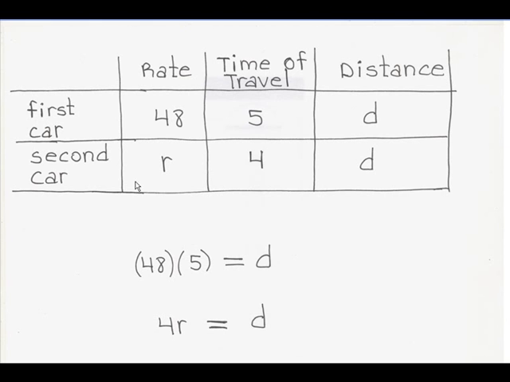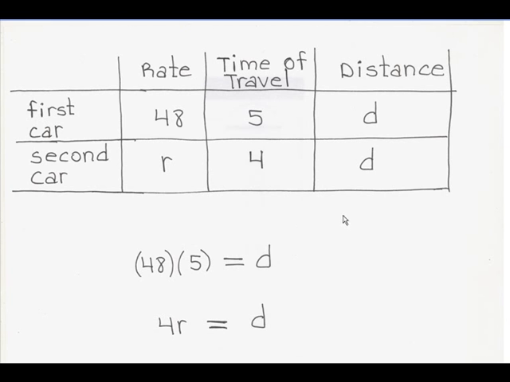For the second car, we don't know what the rate is. So that's the reason why we have the variable R here. And we were told that the second car will travel for 4 hours. And when it catches up to the first car, it's going to cover the same distance as the first car. So now we have the product of the rate and the time of travel for the first car, which is 48 times 5, which is equal to D. And we have the product of the unknown rate and time of travel for the second car, which is 4 times R, which is equal to D.